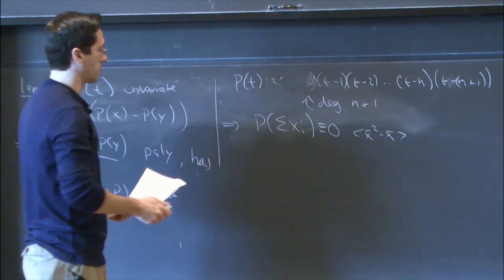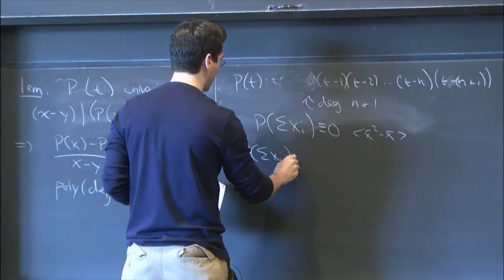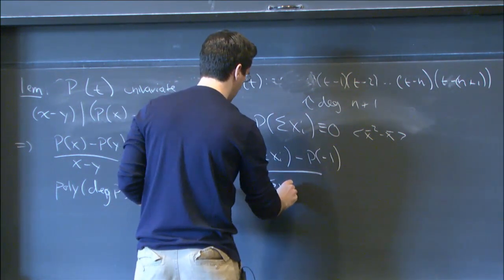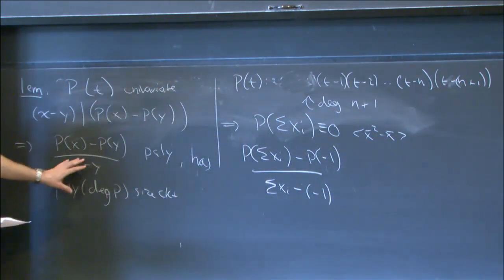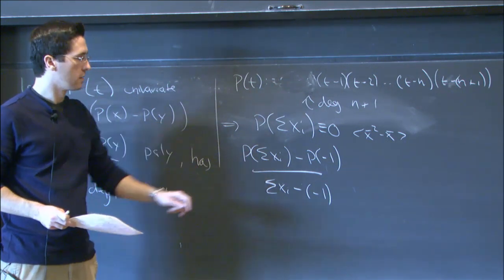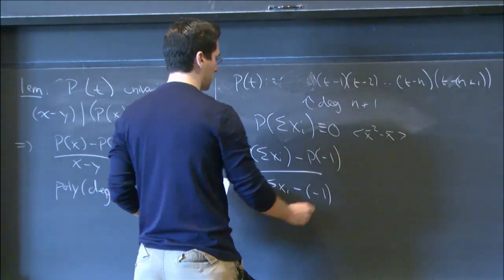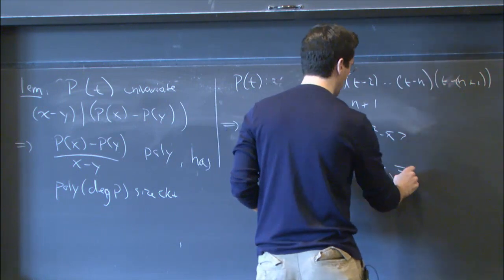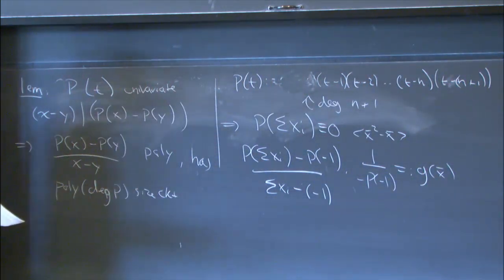OK, so now consider p of summation xi minus p of minus 1, divided by summation xi minus minus 1. I'm using this lemma and saying this is a polynomial, and it has a small circuit. And now multiply this by 1 over minus p minus 1. I'm going to call this my g.